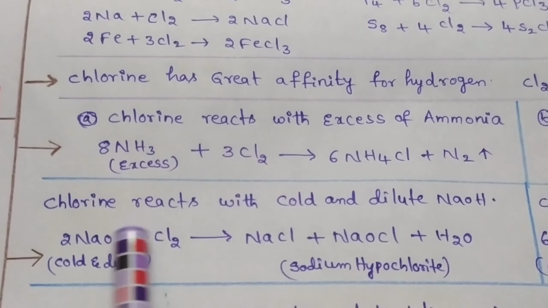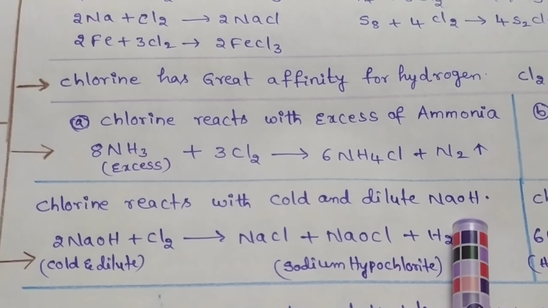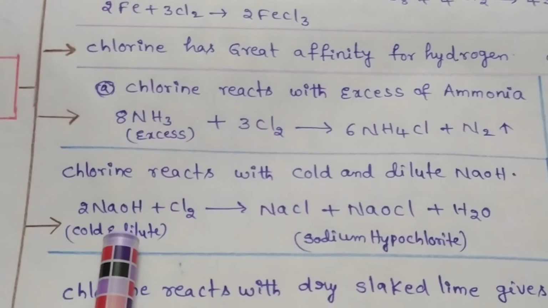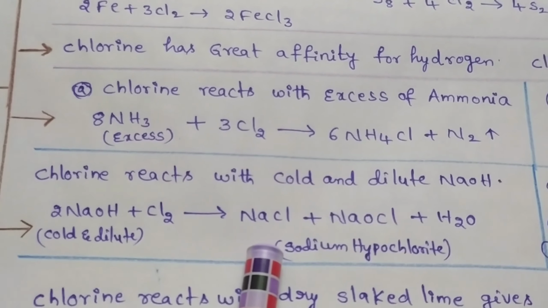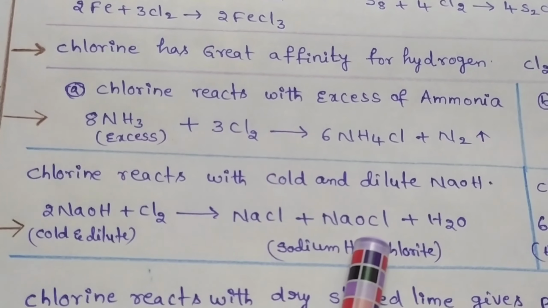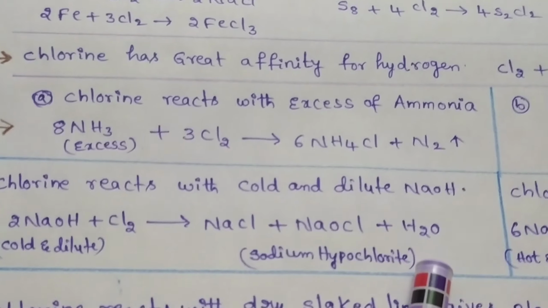Next, chlorine reacts with cold and dilute sodium hydroxide. When cold dilute sodium hydroxide reacts with chlorine gas, it forms sodium chloride, sodium hypochlorite, NaOCl, which is its formula, and water molecules are formed in this reaction.